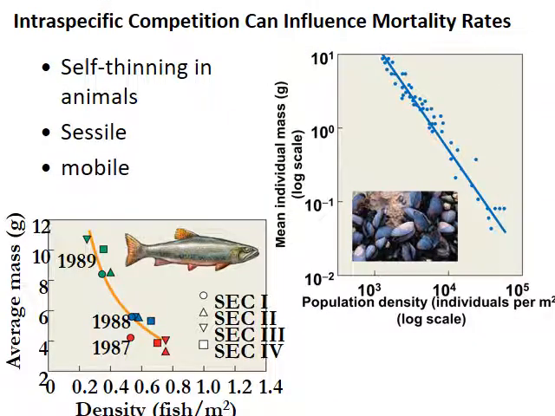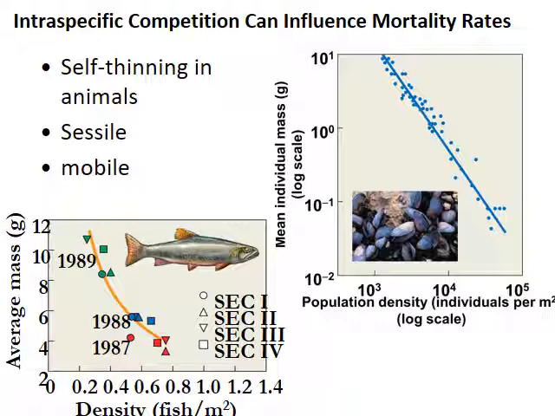So I mentioned we can see this in animals as well. If we look at this fish figure, we've got density on the x-axis, average mass on the y-axis, and again, we're sort of following our dates. So from the bottom right to the upper left of this graph, 1987, we have high density but low average mass, and we can see that from 87 to 88, density is decreasing, mass increasing, same pattern up to 1989.